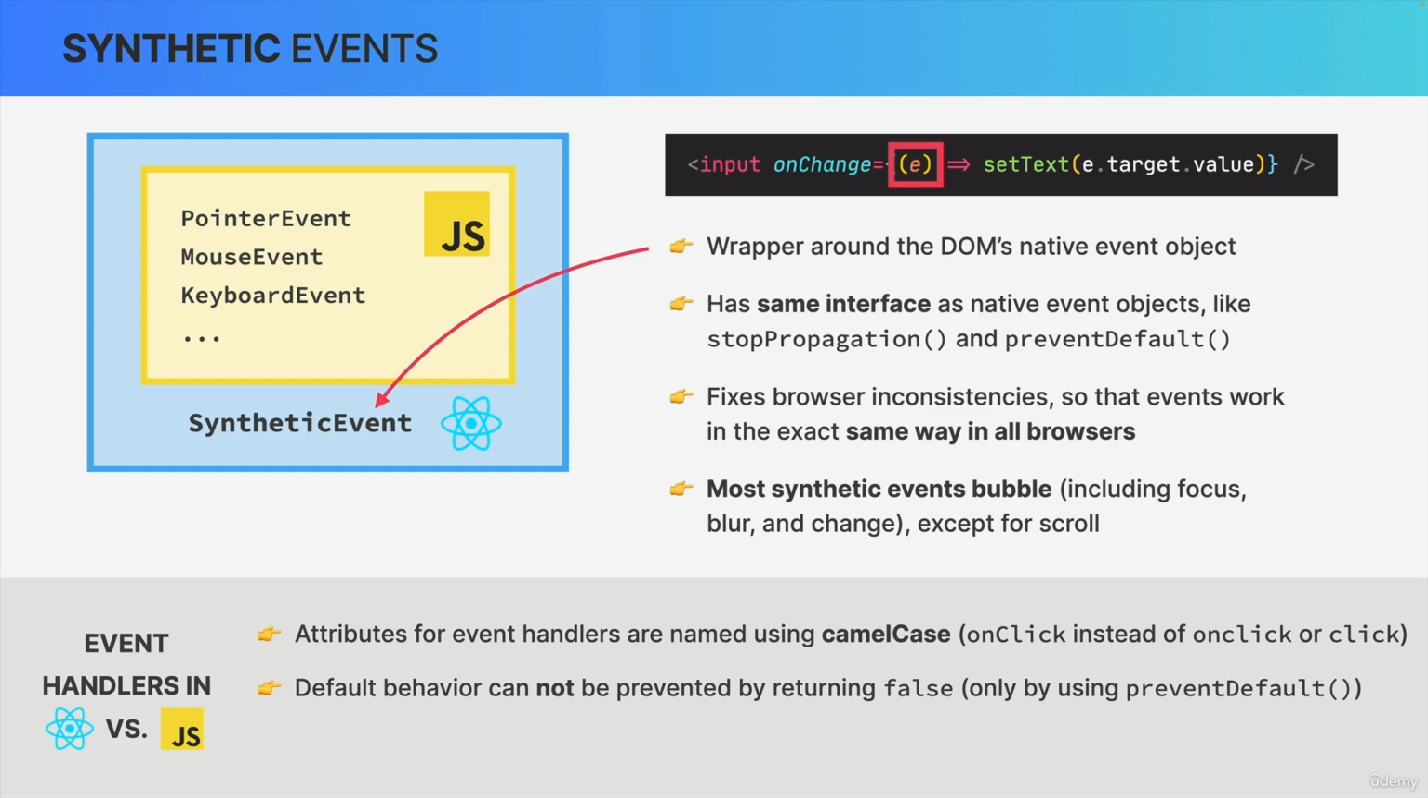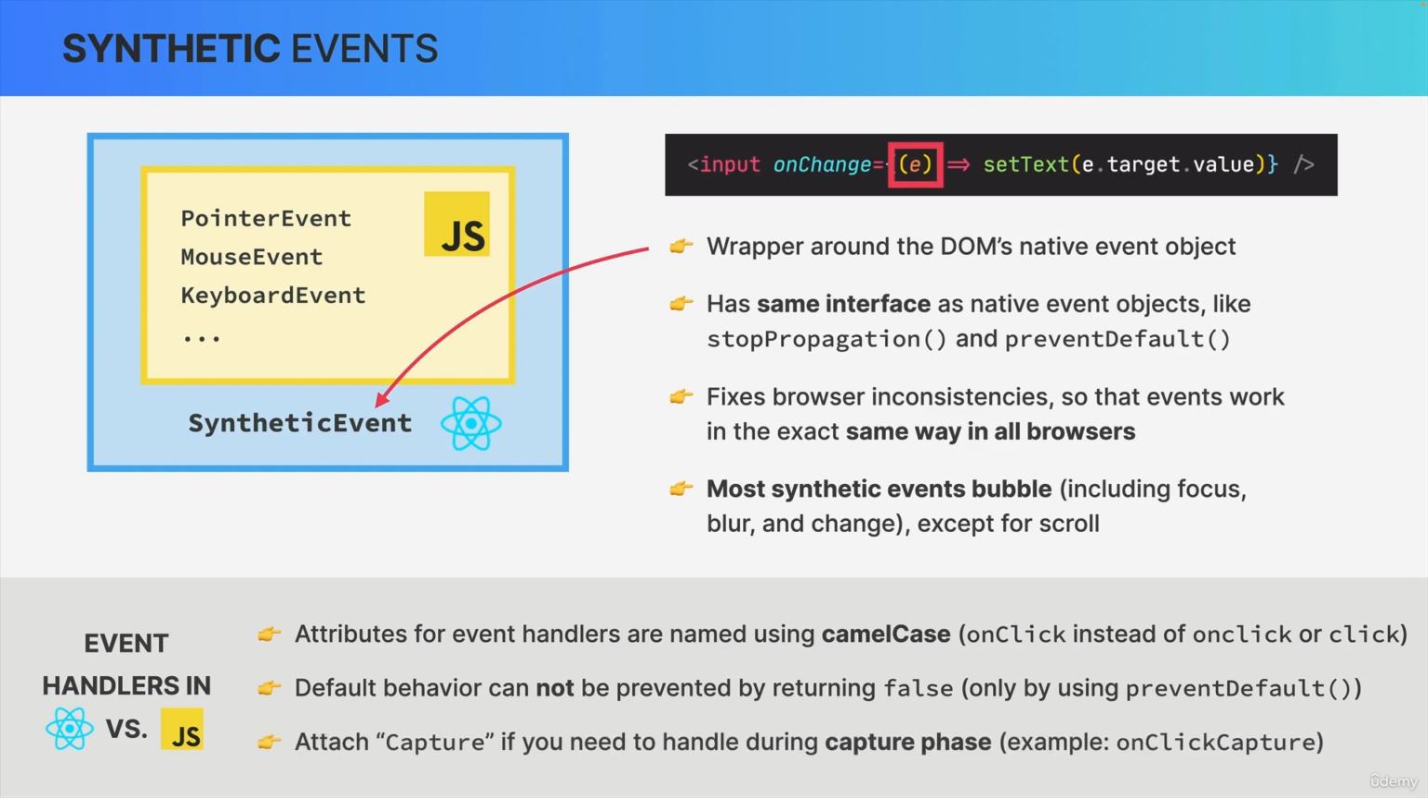And finally, in the rare event that you need to handle an event in the capturing phase rather than in the bubbling phase, you can simply attach capture to the event handler name. For example, onClickCapture instead of just onClick. But most likely you will never use this, so just keep this somewhere in the back of your mind.